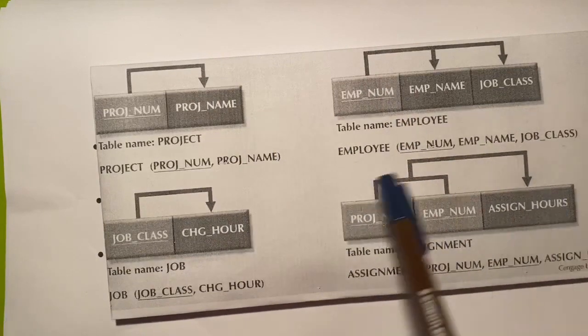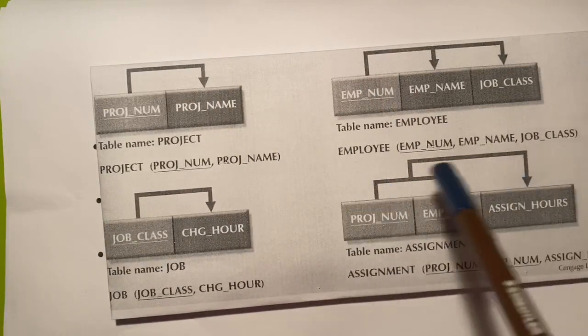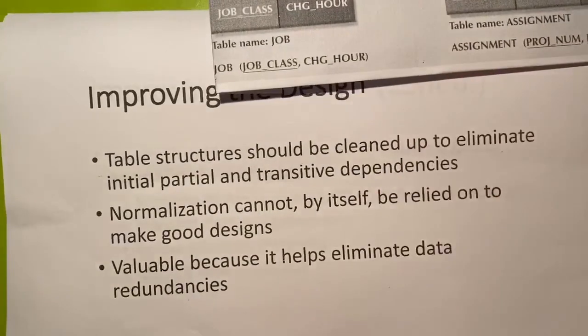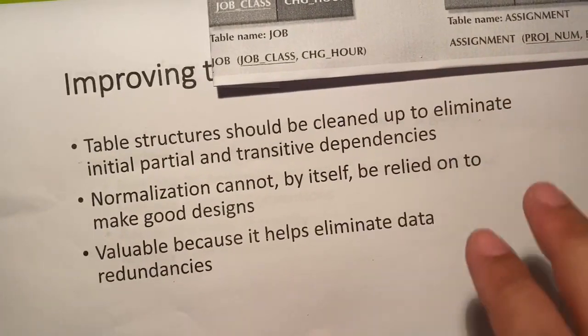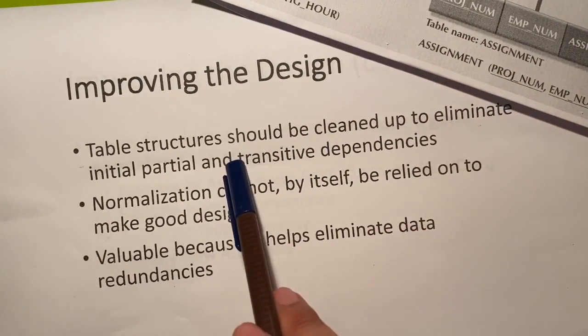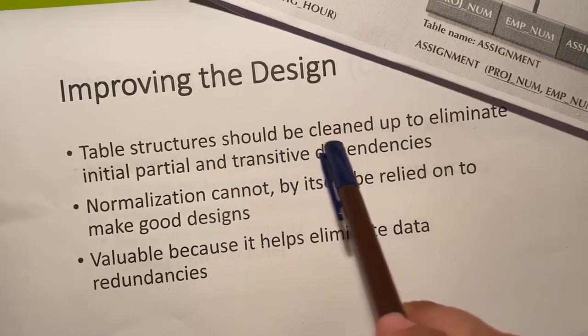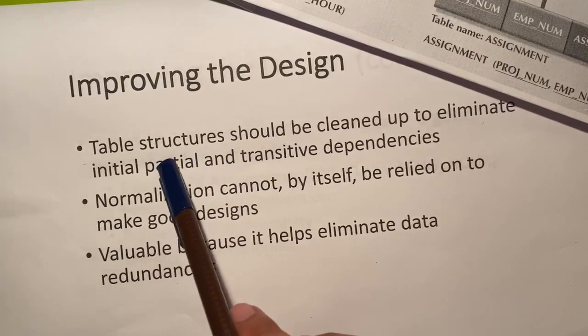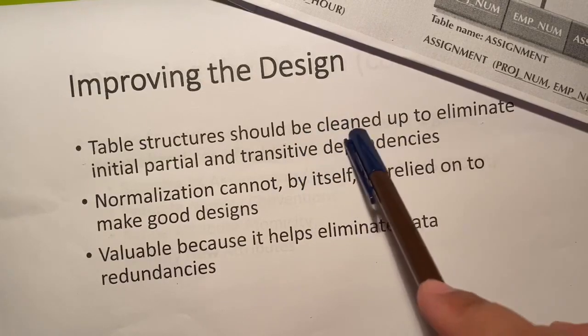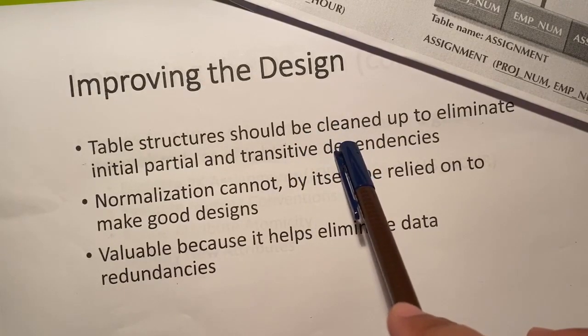This is the previously the original dependency diagram. Okay, so although you have come up with these 4, you have to check. The table structure should be cleaned up to eliminate initial, partial and transitive dependencies. So we have done this in 2NF and 3NF.